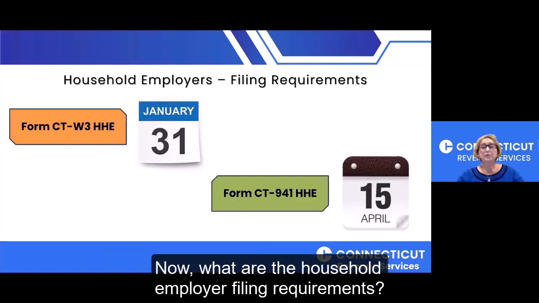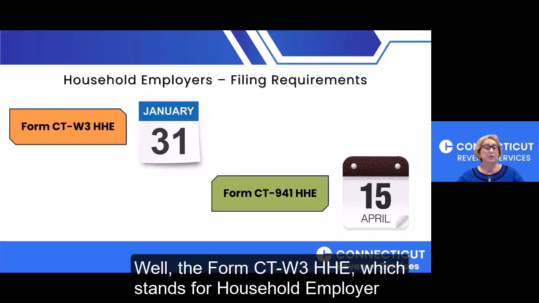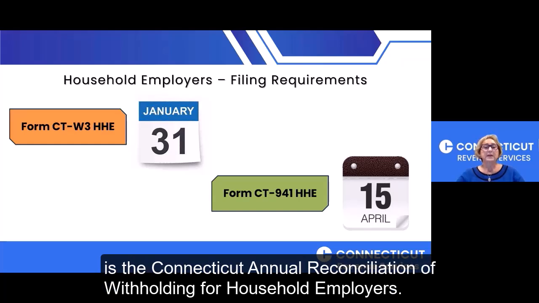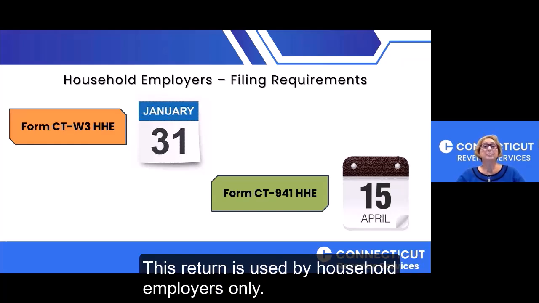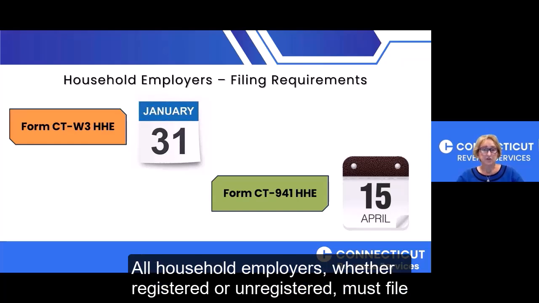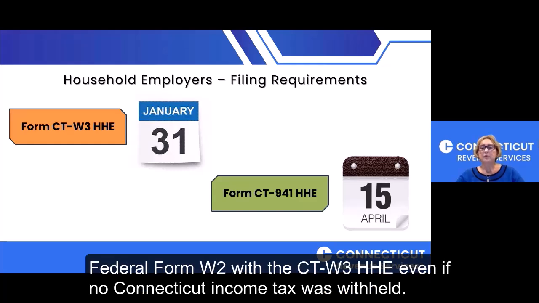Now, what are the household employer filing requirements? Well, the form CT-W3HHE, which stands for household employer, is the Connecticut Annual Reconciliation of Withholding for Household Employers. The due date is January 31st, 2025, for the 2024 tax year. This return is used by household employers only. All household employers, whether registered or unregistered, must file Federal Form W-2 with the CT-W3HHE, even if no Connecticut income tax was withheld.